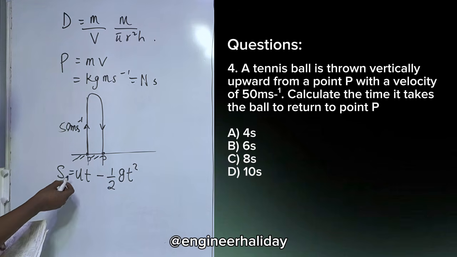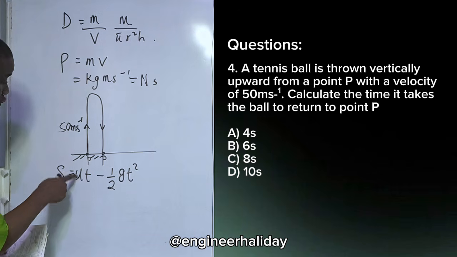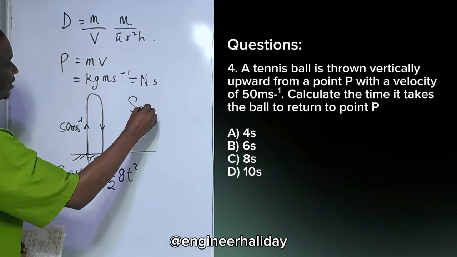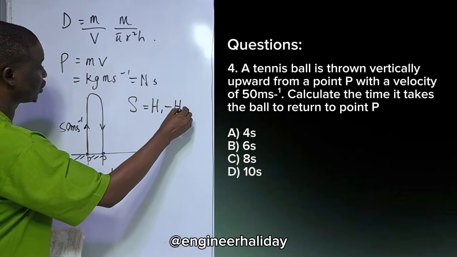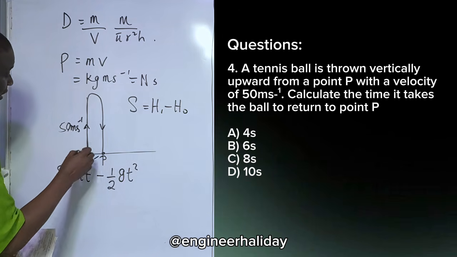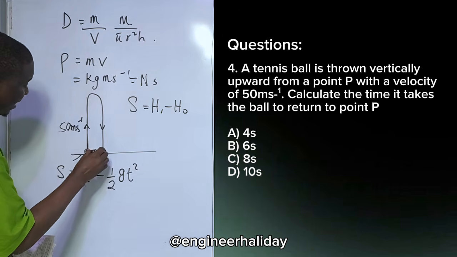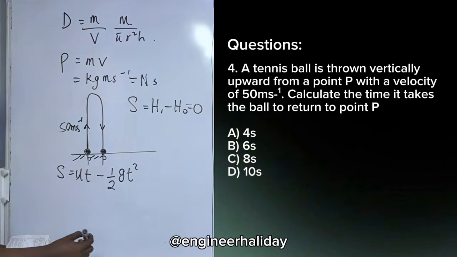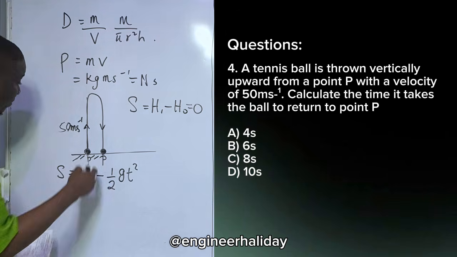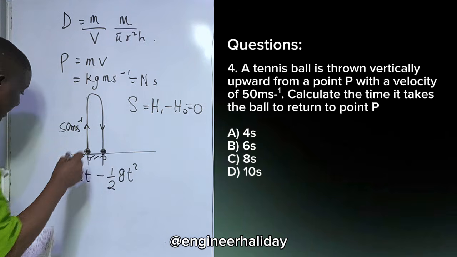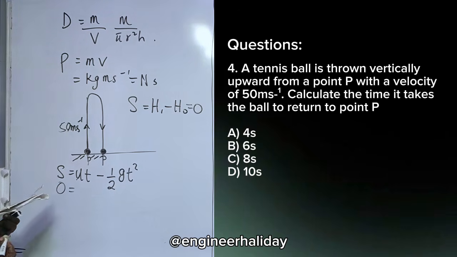Now, when the body is thrown upward, it's thrown with u, so we are going to use u as 50. Then s is h1 minus h0. Initial height is h0. Final height is h1. Since it's thrown from point P and landed back at point P, h1 is equal to h0, which gives 0. So the displacement is 0.